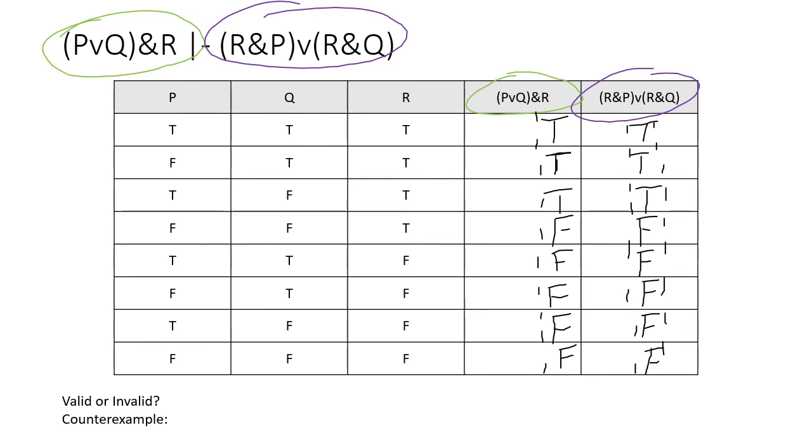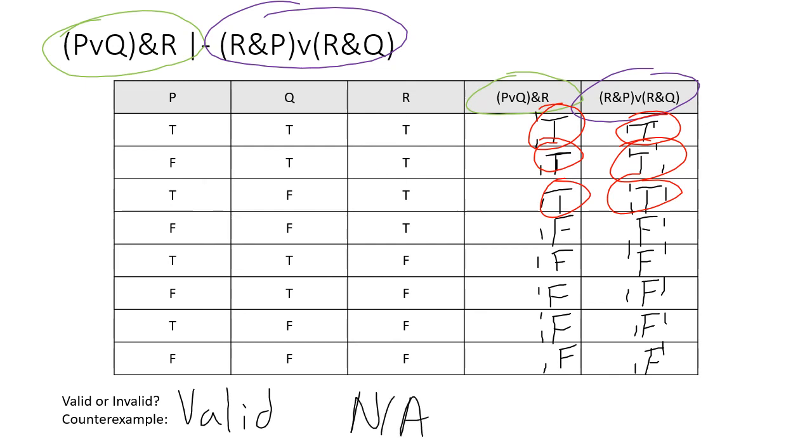And then check for validity. Well, we've got 3 instances in which the premise is true, and in all 3 of those instances, the conclusion is also true. So this one's going to be valid. And since it's valid, there's no counterexample. So that concludes the set of practice problems.